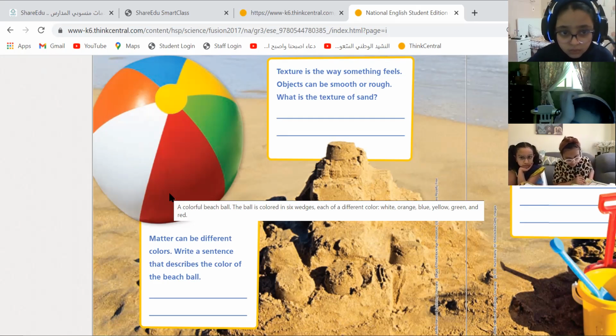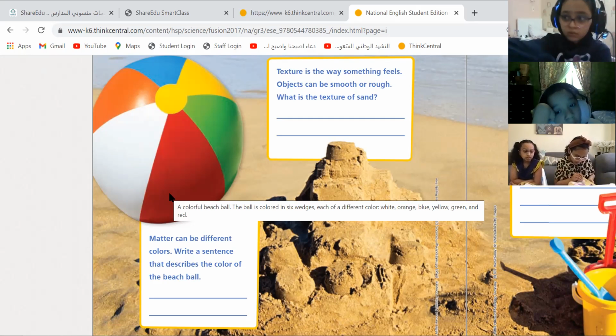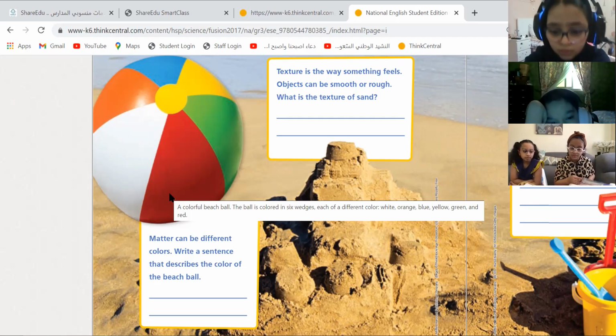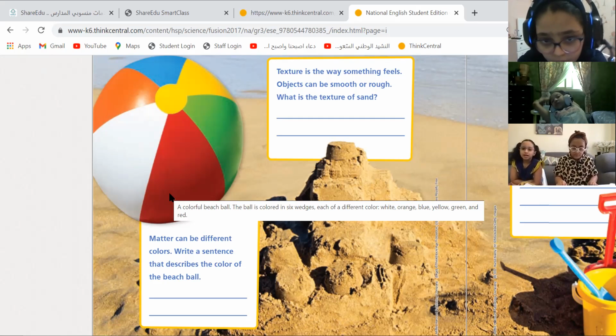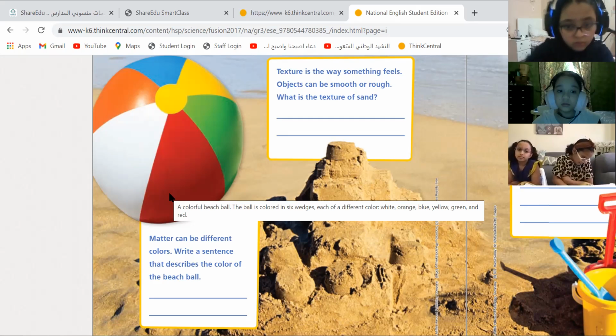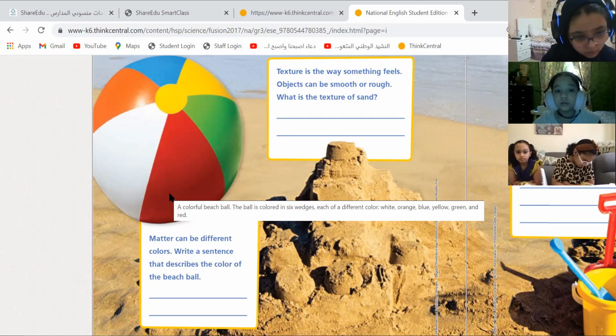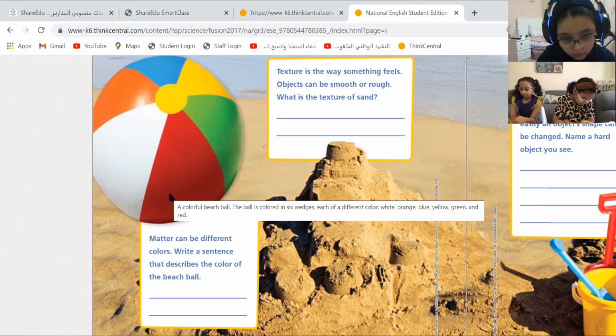What about, is it soft or rough? Rough. What about light or heavy? Is it light or heavy? Is the beach ball heavy? Light, it is very light. So when you are describing matter, you are telling the characteristics of matter. So these are the physical properties, when you describe it from the outside. Do you understand what physical properties are?